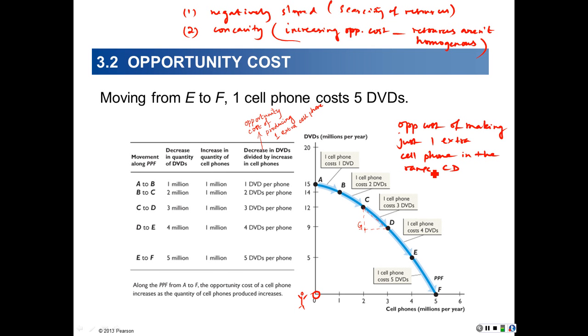Well, the logic we used was quite simple. We said that the opportunity cost of 1 million phones was equal to 3 million DVDs in that range, correct? How do I convert this 1 million into 1? How do I go from here to 1? By dividing by 1 million, is that correct? Right? So if I divide that 1 million by 1 million, I get 1.